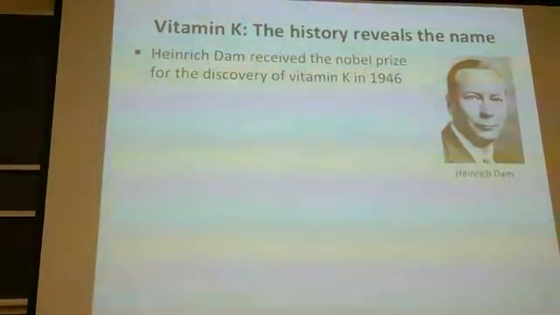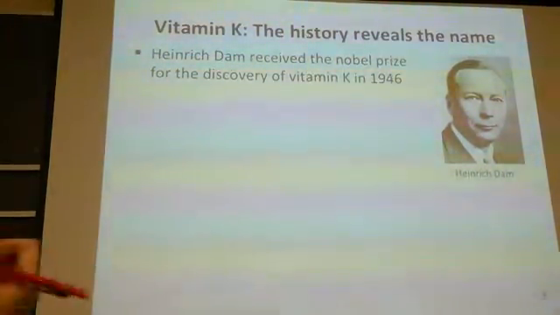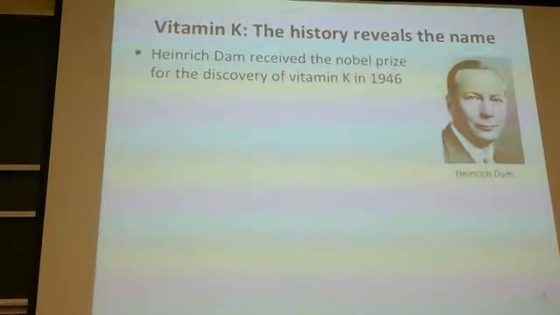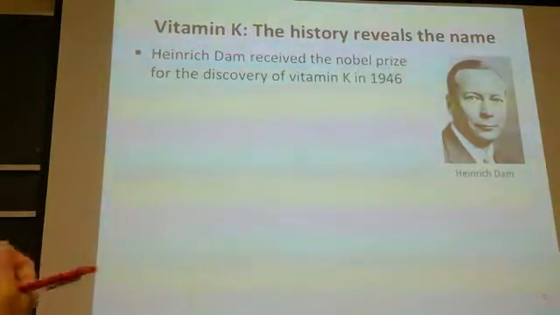So I'm often really interested in the history behind these vitamins and the history behind biology, because I find it really interesting that there are people behind all of these different discoveries, and it's often informative to see how people stumble upon these discoveries that we see in our textbooks. And so vitamin K was discovered by this Dutch scientist named Henrik Dam in the 1920s, and he was awarded the Nobel Prize for this discovery in 1946.